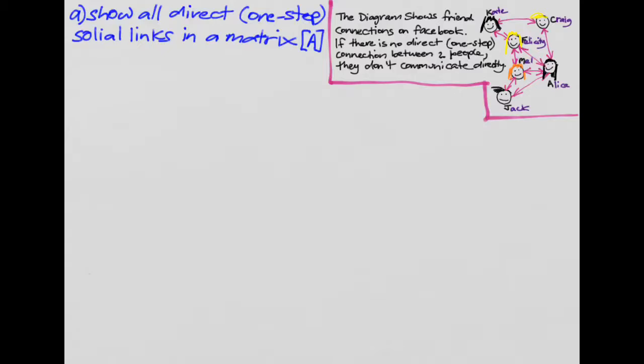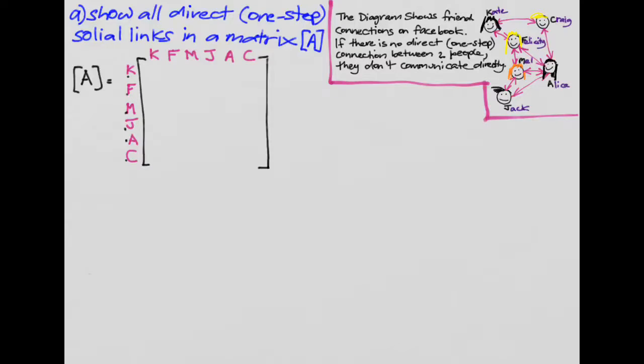Now the first part of this problem is A, show all direct one-step social links in a matrix A. So the first step is to lay out your matrix as shown. Each person gets a letter for their name, so K, F, M, J, A, C, and they're laid out as shown in the matrix, top to bottom and left to right in the same consecutive order.